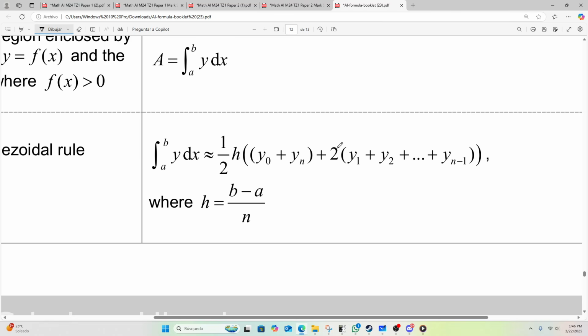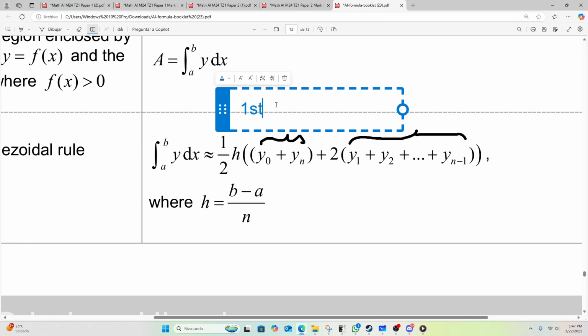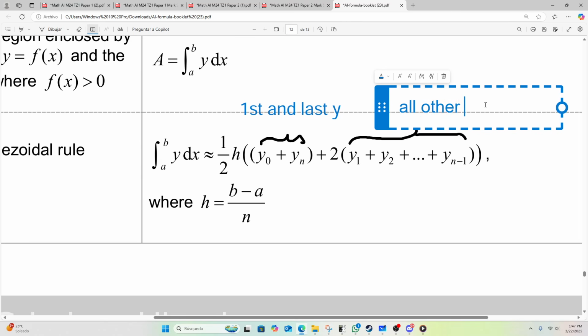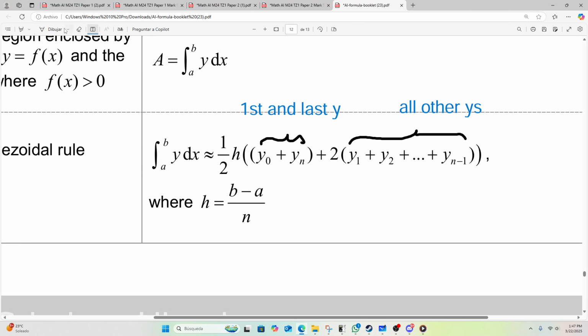And if I were to do an extremely quick summary, this would be, first, it's too big, let me try again. So this would be first and last y. All of these over here would be all other y's. Okay? H, you have it defined down here. A would be your first x, and B would be your last x.